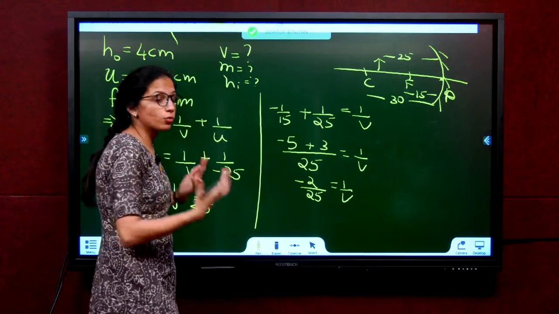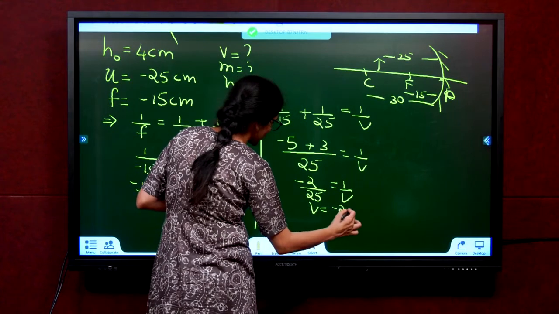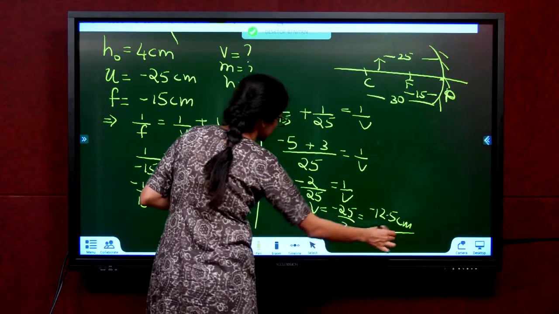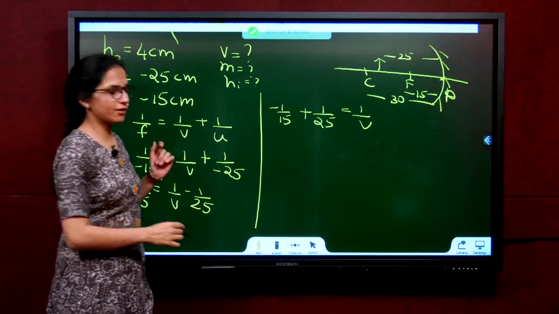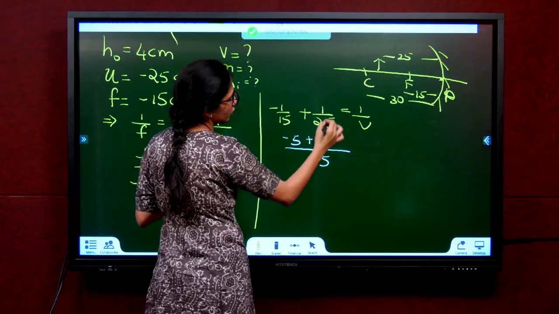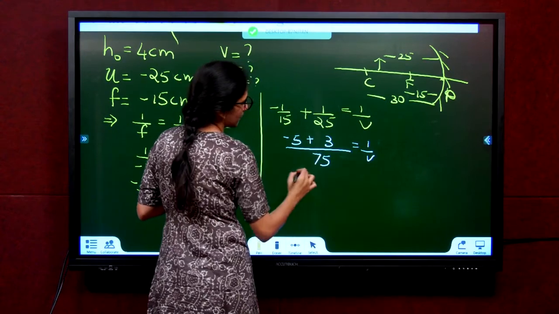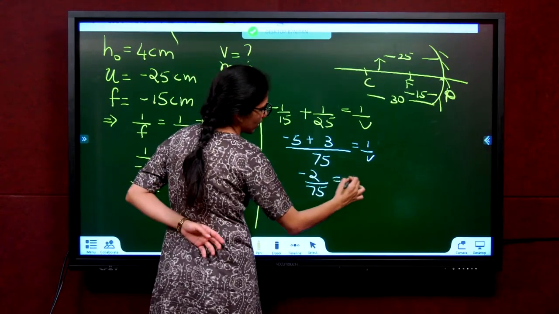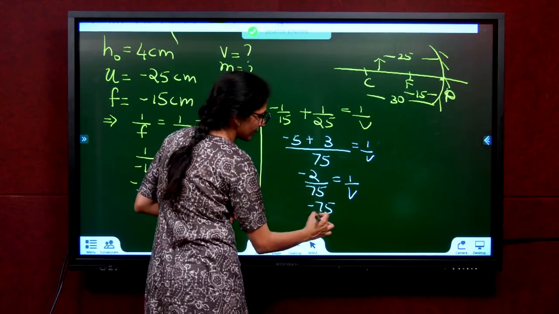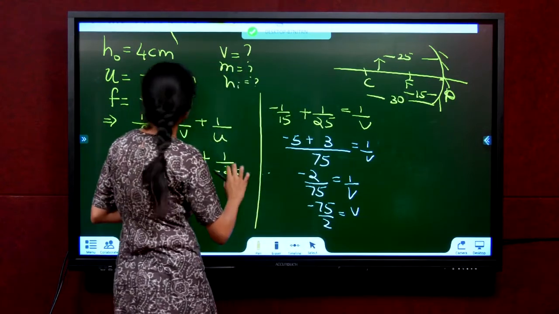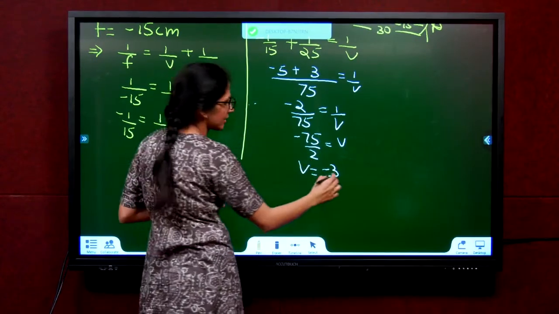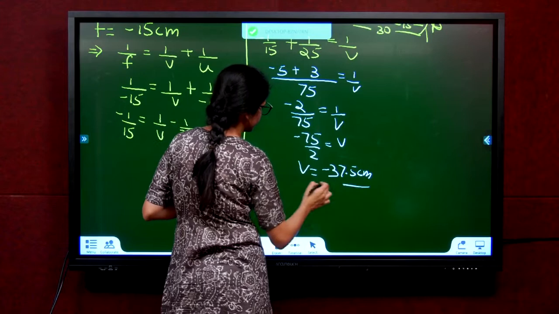I don't want 1 by V, I want V. V is equal to minus 25 by 2 or minus 12.5 centimeters. So LCM of 15 and 25 is 75. Multiply and divide with 5 and here you multiply and divide with 3. Minus 2 by 75. I want V, I don't want 1 by V. So take reciprocal on both sides. Minus 75 by 2 is equal to V.